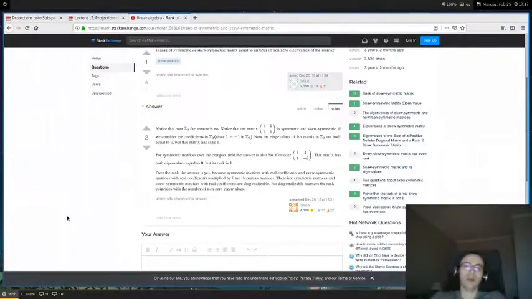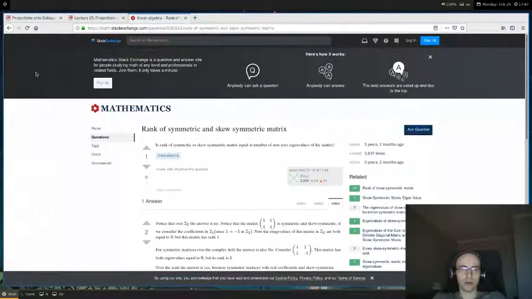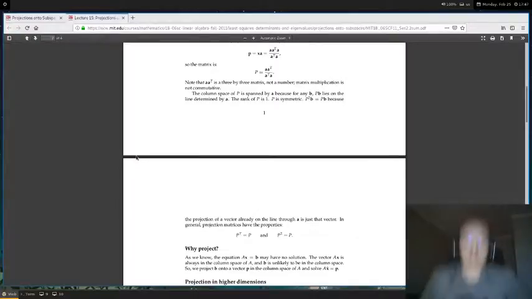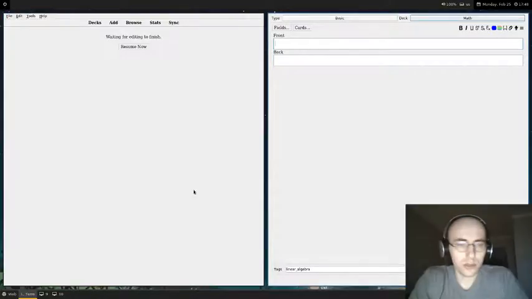Okay, this is way too complicated an answer. But basically this actually implies that no, the rank is not 1 for symmetric matrices. Okay. The next question goes like, properties of projection matrix.